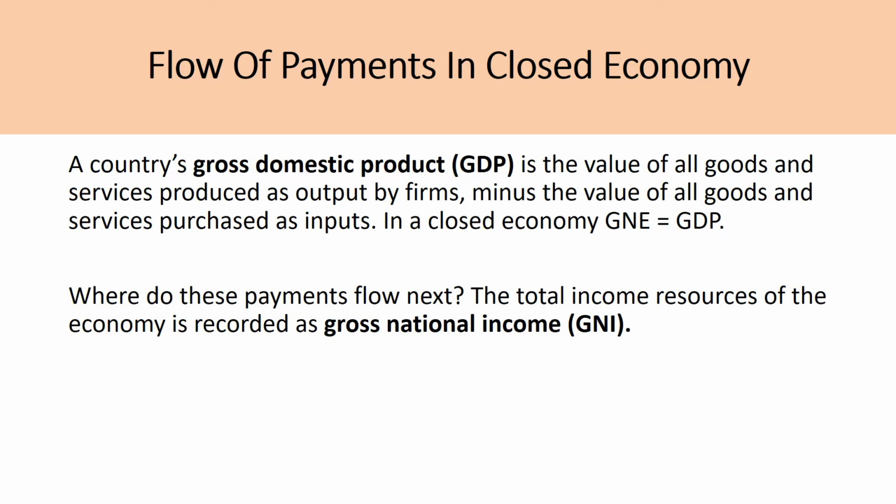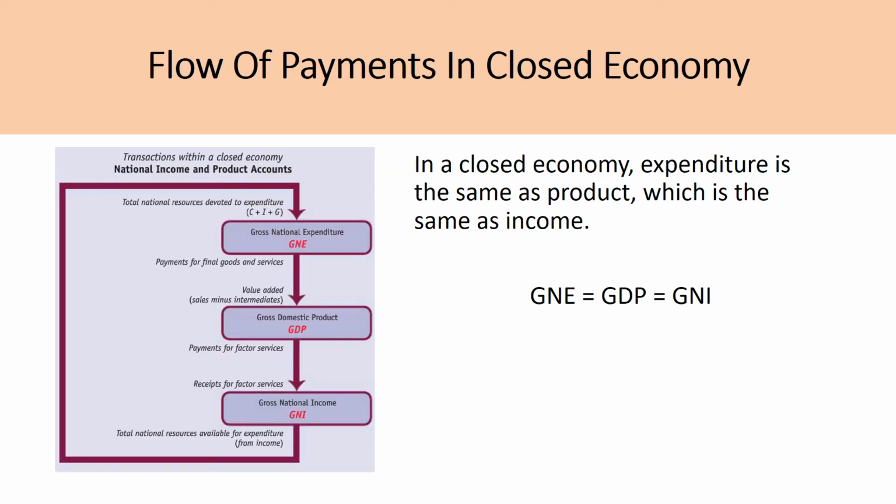So where do the payments flow next? Now that you've spent all this money, either through consumption, investment, or government purchases, it goes and purchases these assets, which are represented by gross domestic product, produced for that respective value. Well, that acquisition of those assets is represented as income, and that can be illustrated through gross national income, GNI. In a closed economy, expenditure is the same as product, which is the same as income. Therefore, GNE equals GDP equals GNI, right?